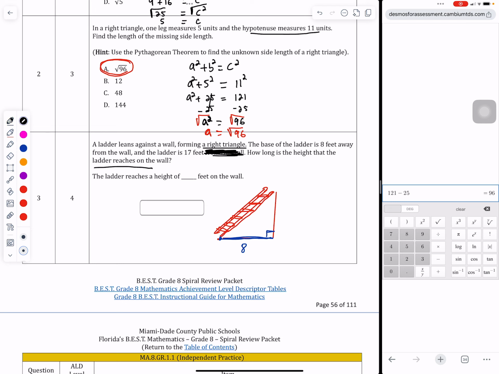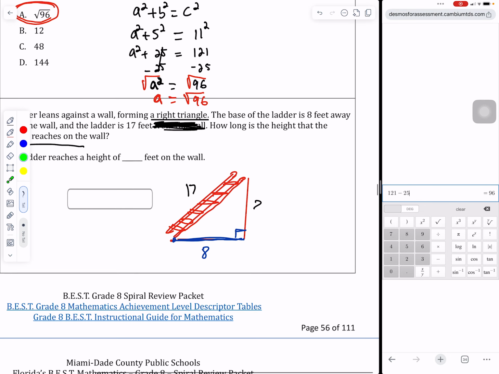I think the rest was a typo. So 17 feet. How long is the height that the ladder reaches the wall? So we want to find this length right here. That's what we're looking for. So quickly, let's go ahead and write our formula down. A squared plus B squared is equal to C squared.